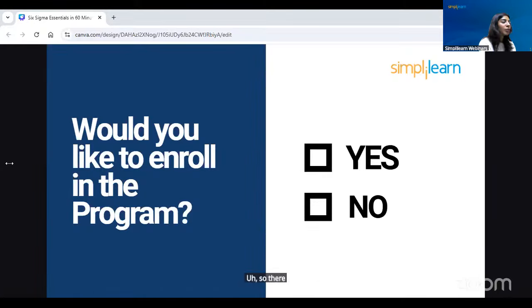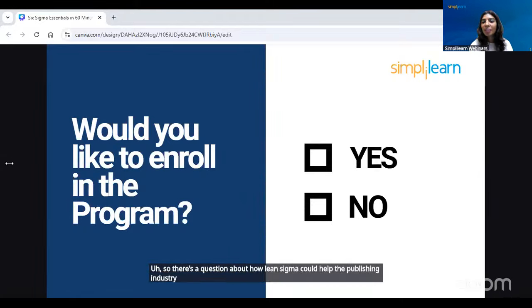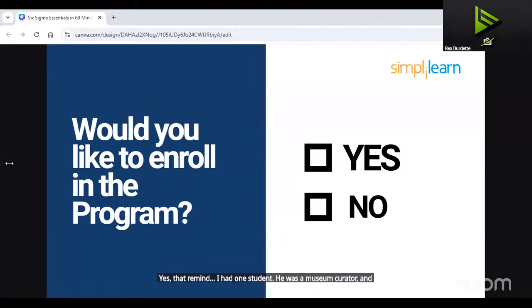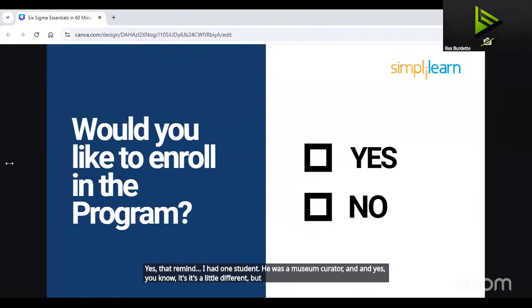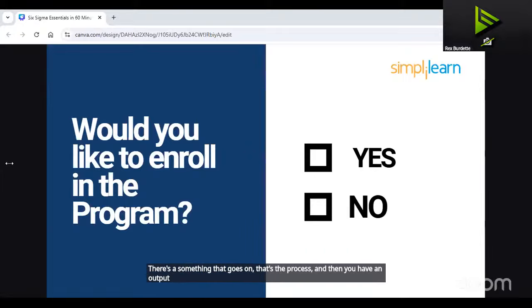There's a question about how Lean Six Sigma could help the publishing industry. Rex, could you briefly talk about that as well while they fill up the poll? Yes, I had one student, a museum curator. It's a little different, but I am 100% sure in the publishing industry, you have processes. Everything is a process. There's an input, there's something that goes on, that's the process, and then you have an output. If your publishing industry has that kind of a setup, and I know it does, then you're going to be able to use DMAIC and Lean to maximize those processes.